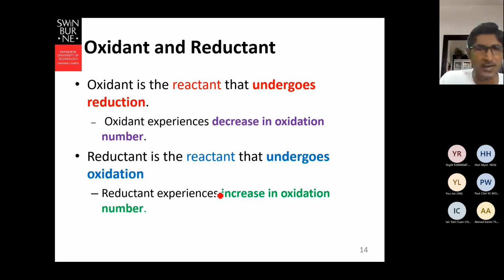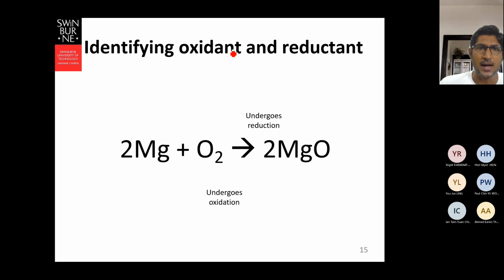Just like you borrow money from your father, you get richer, your father becomes poorer. I don't know whether it's a good example or not, but anyway, I hope that you will remember. So an oxidant is experiencing a decrease in oxidation number. That means it is reducing itself, but it is causing someone else to increase their oxidation state. The opposite is true for a reductant, right? So now identify the oxidant and reductant.